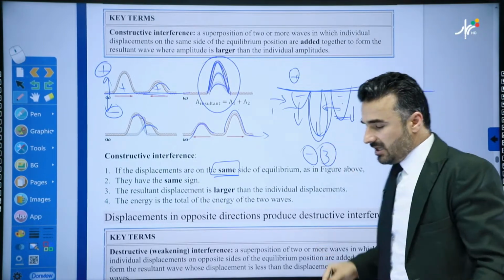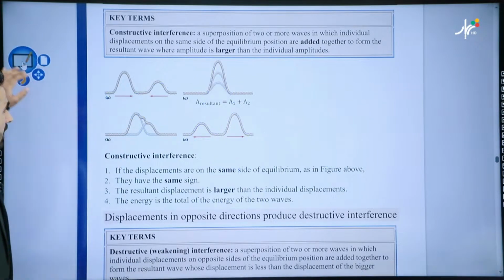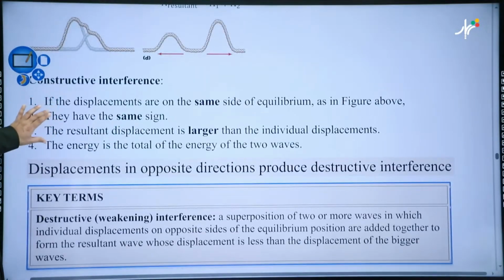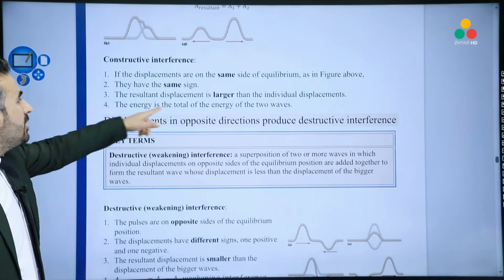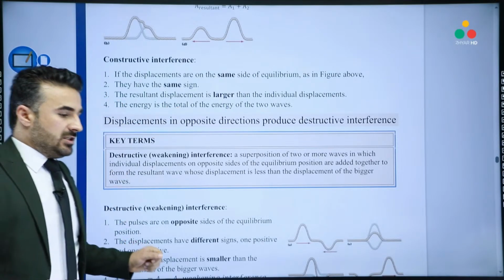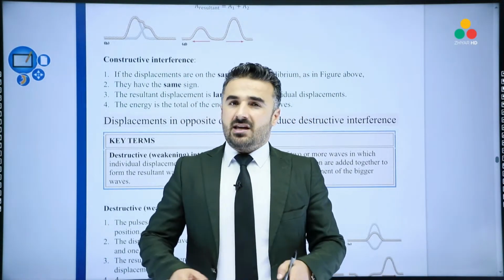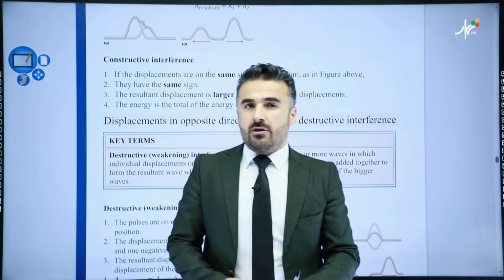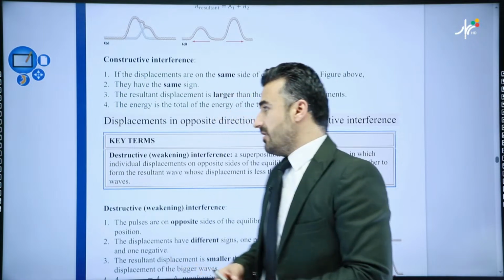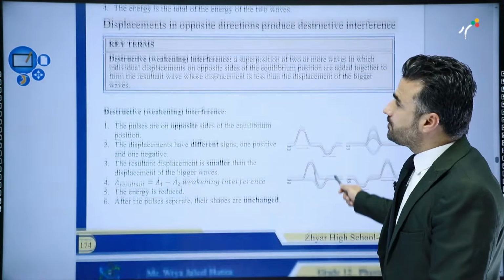We will add them, but we'll keep the same sign there. Okay. And for the fourth point here, the energy is the total of the energy of the two waves. And of course, each one of these waves is carrying energy, yeah? So the total energy will be the addition of both waves if we have two waves interfering. Or 3, that is going to be the energy of 3, and so forth.